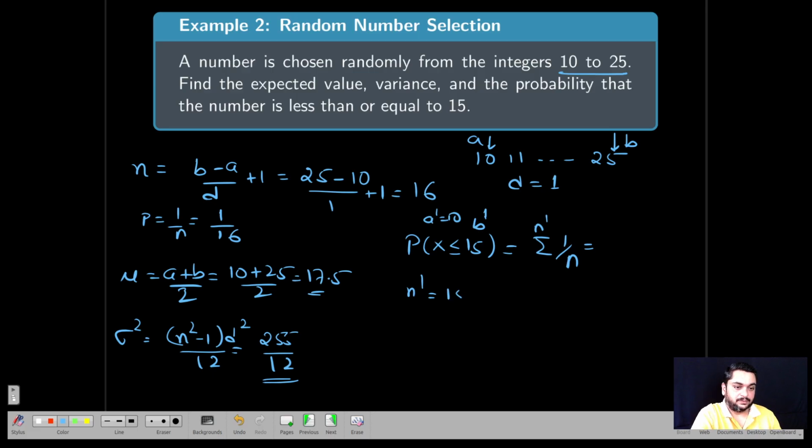So it is (15 minus 10) divided by spacing, which is 1, plus 1. This gives the number of counts, how many times you have to add them. So this is 6, right? Now this is equal to 6 into 1 by 16, since the n value is 16. So 3 by 8. This is the answer.